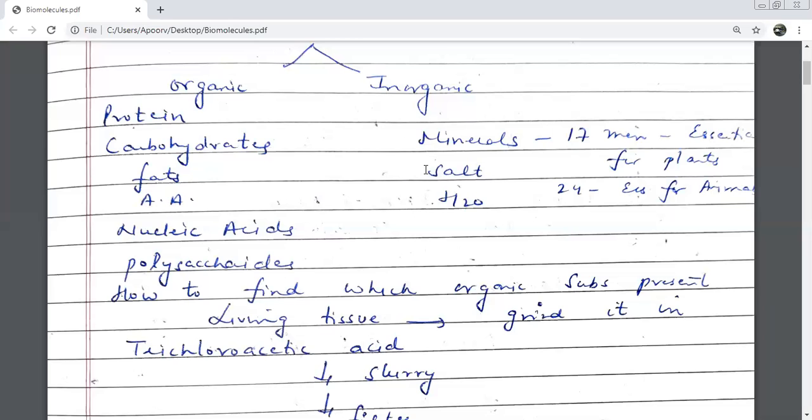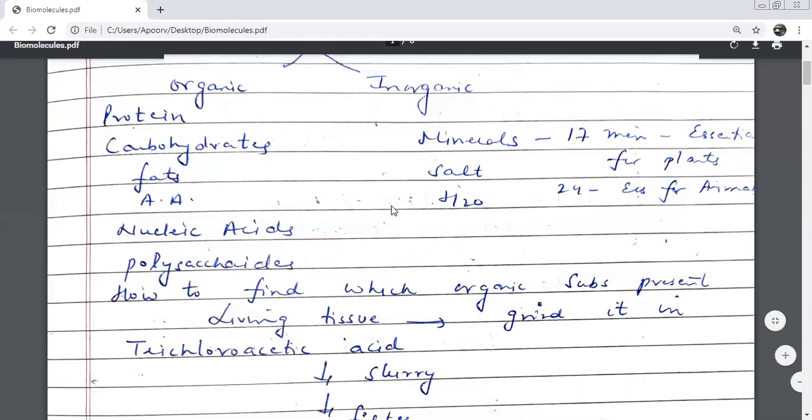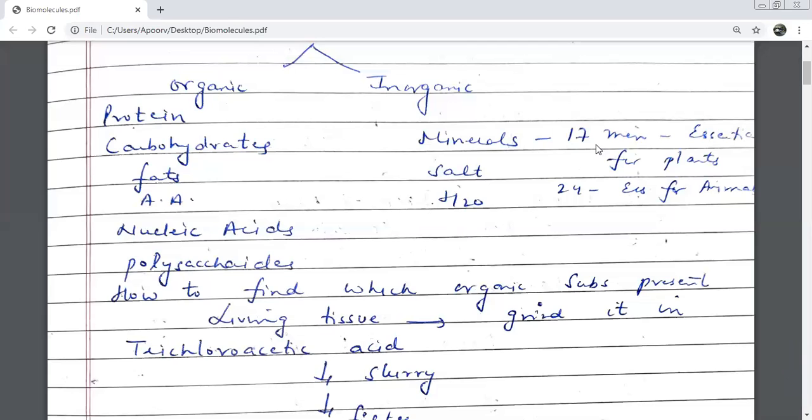Similarly, we have some inorganic molecules also: minerals, salt, and water are the most important inorganic molecules. 17 minerals are essential for plants, and 24 are essential for animals. This is a general figure. You can just remember this in general. For plants, how many minerals are essential? 17. And for animals? 24 minerals are essential.